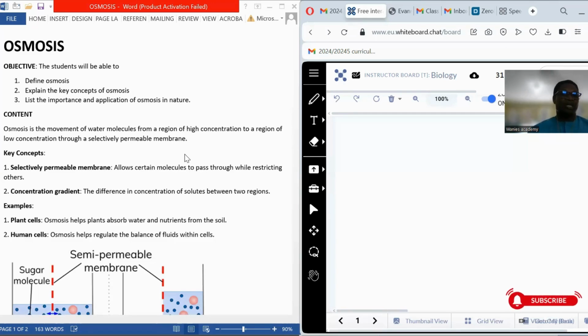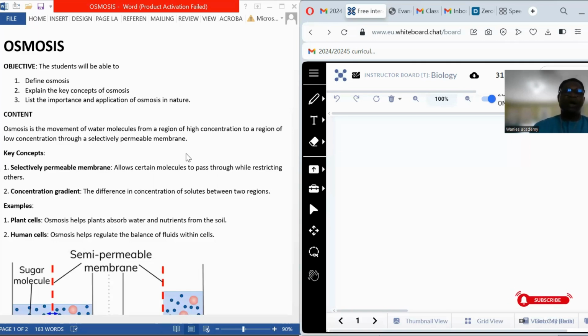The second key concept is the concentration gradient. Now, this is the difference in concentration of solutes between two regions, I mean, between a higher concentration and a lower concentration. Materials will move from a higher concentration to a lower concentration, or from a lower concentration into a higher concentration medium.